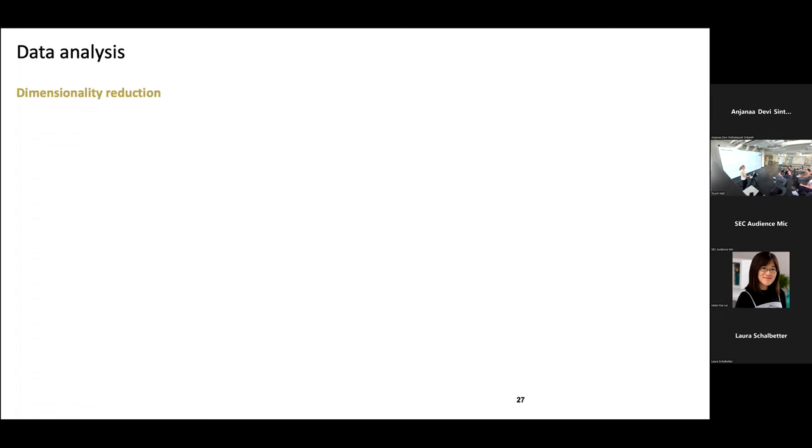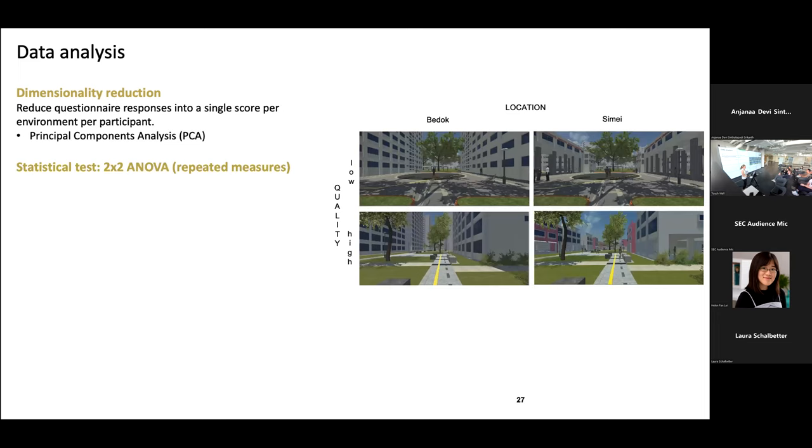And in the data analysis, the first step was to do a dimensionality reduction because the questionnaire had asked 6 different things for each environment. So it's better to combine those 6 questions into a single score so that you just have 1 score per participant per environment. And then the main analysis was this 2x2 analysis of variance, a repeated measures version of that.